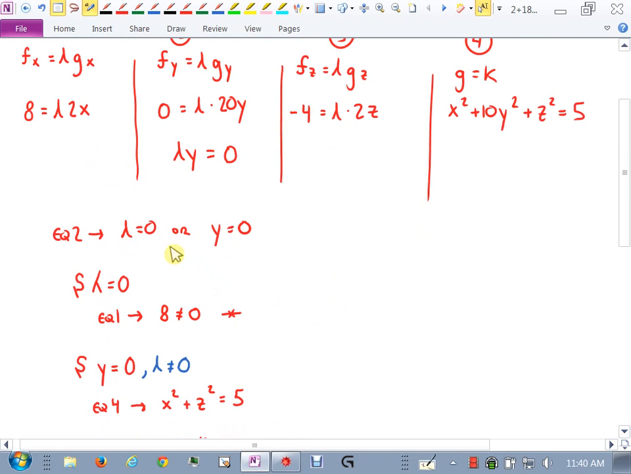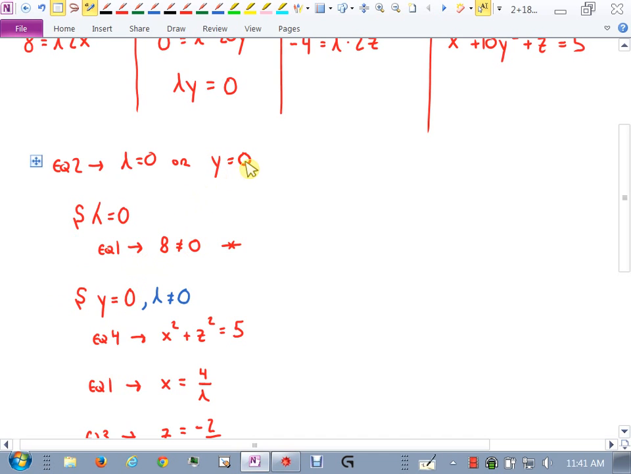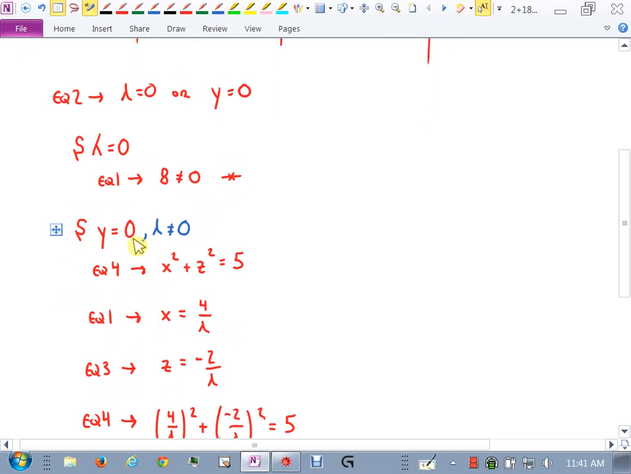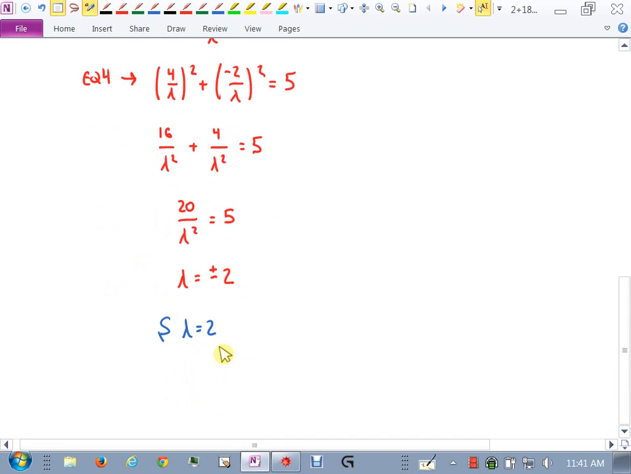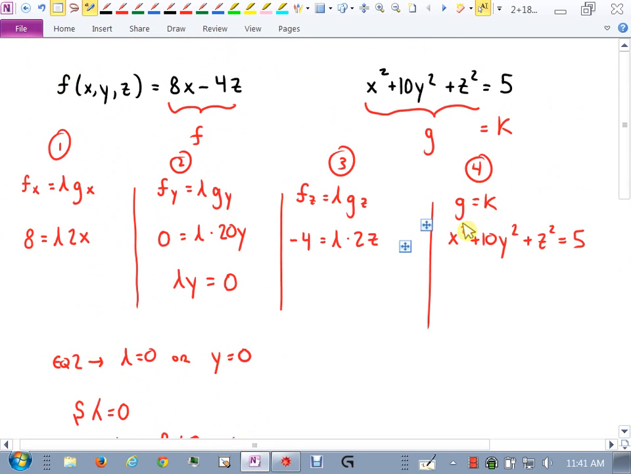Go back up here. We said for equation 2 to be true, this is what had to happen. We assumed that lambda was 0. We got this contradiction. And then over here, we let y be 0. When we let y be 0, we were able to come up with values for lambda and checked lambda both ways. We got these 2 points, right? Do I need to go look at these other equations now? No? Why not?